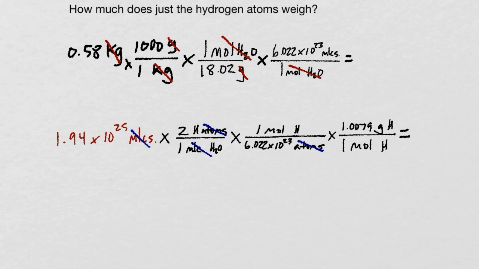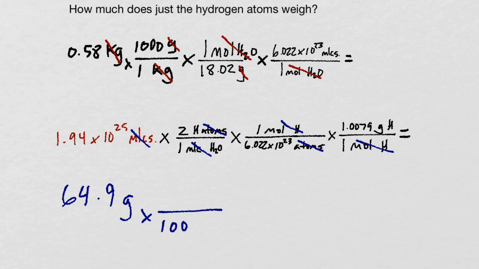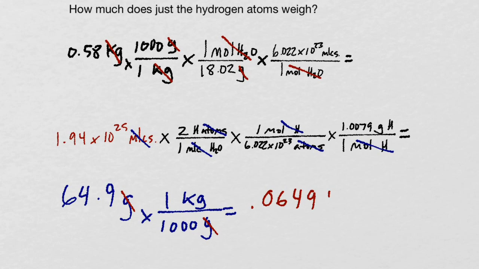and if we cross out our units of that there, we get that the answer is 64.9 grams. And if we wanted to see what that would be in kilograms so that we have a good comparison, remember 1,000 grams is 1 kilogram. Units of grams cancel, and that would be 0.0649 kilograms. So compare that to the 0.58 kilograms of water that we started with.